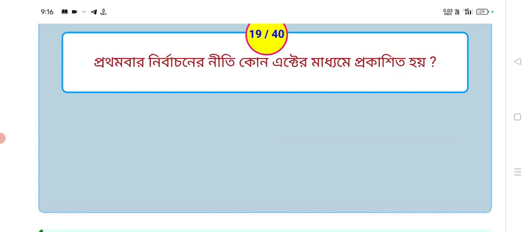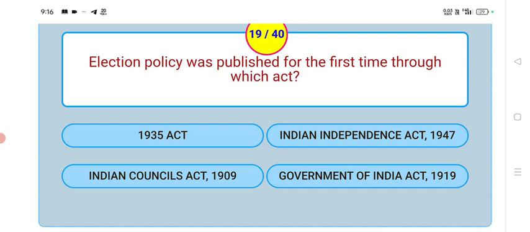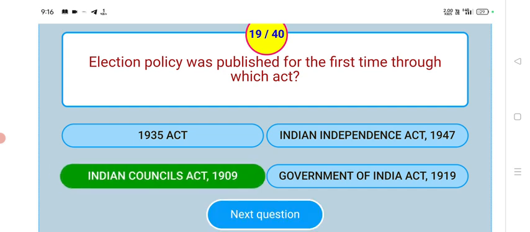Next, election policy was published for the first time through which act? Answer, Indian Council Act 1909. Election policy was published for the first time through the Indian Council Act 1909.